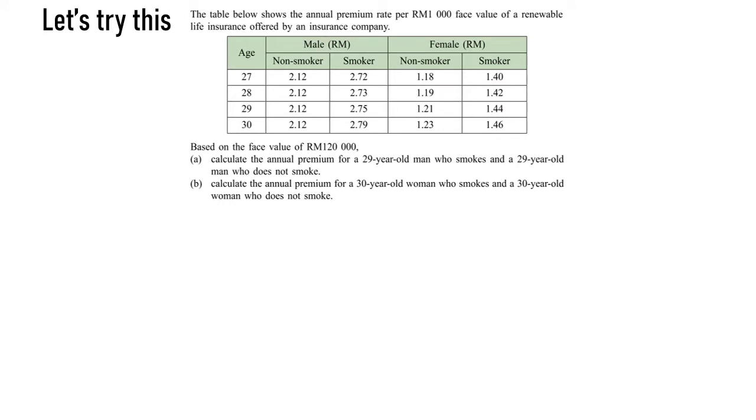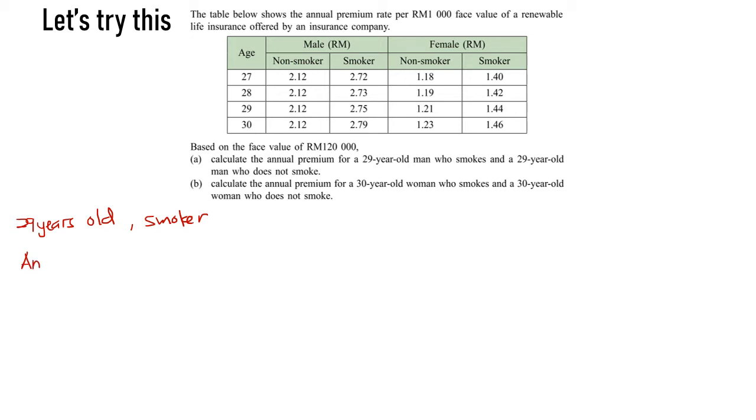Let's try this question together. So the first situation: calculate the annual premium for a 29 years old man who smokes and a 29 years old man who does not smoke. So the first question, let's calculate the annual premium for someone who smokes and someone who does not smoke. So 29 years old and smoker, what is his annual premium?